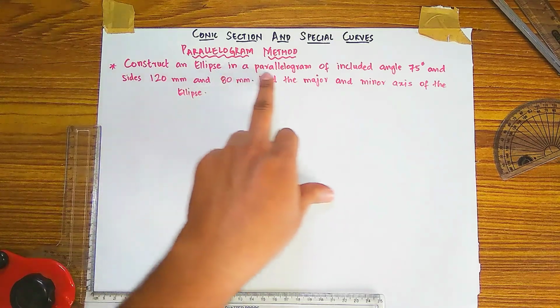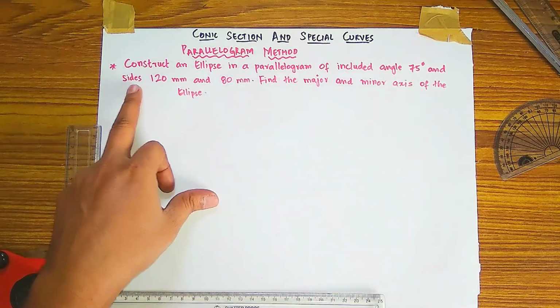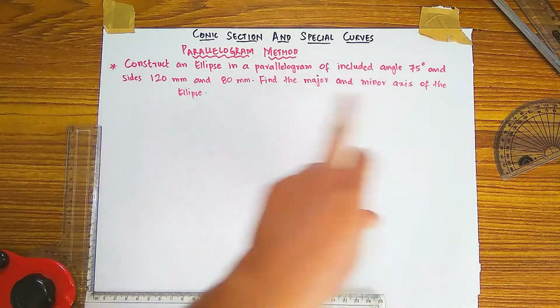Construct an ellipse in a parallelogram of included angle 75 degree and sides 120 mm and 80 mm. Find the major and minor axis of the ellipse.